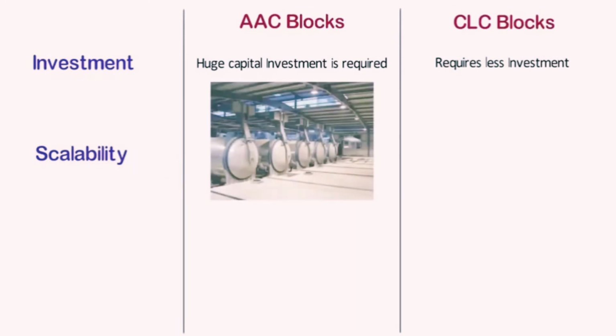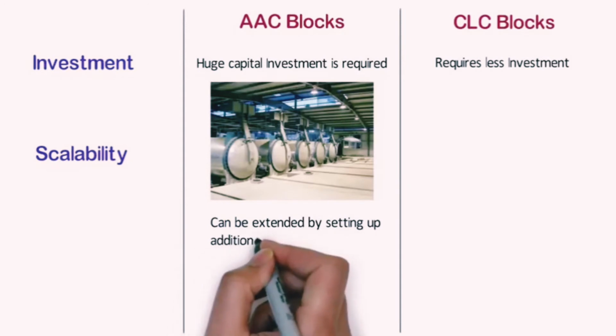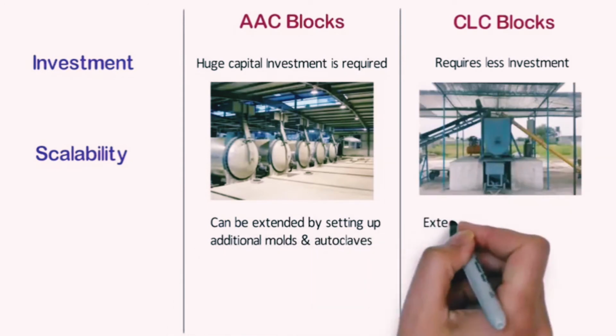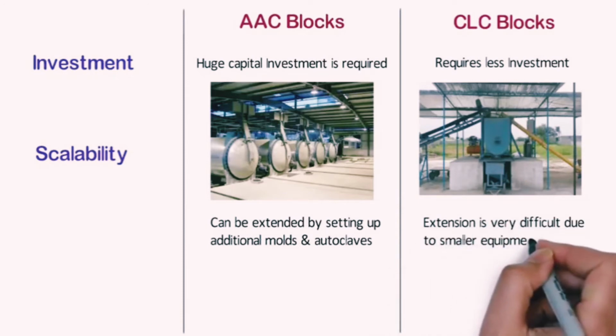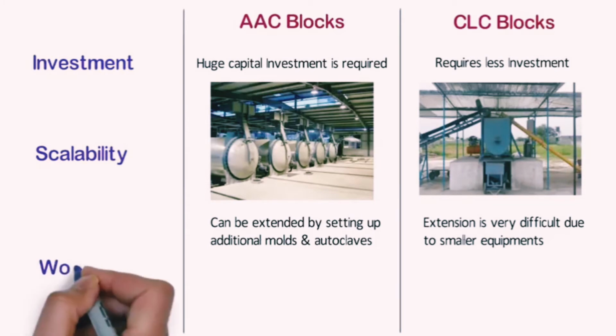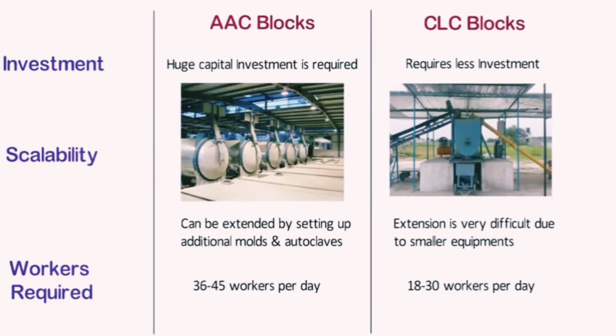Scalability. The manufacturing unit of AAC blocks can be extended by setting up additional molds and autoclaves. But in case of CLC blocks, the extension is very difficult due to smaller equipments. In case the production is increased, it requires a lot of space for curing of the blocks. Workers required. Average size of AAC plant requires 36 to 45 workers per day, whereas average size of CLC plant requires 18 to 30 workers per day.